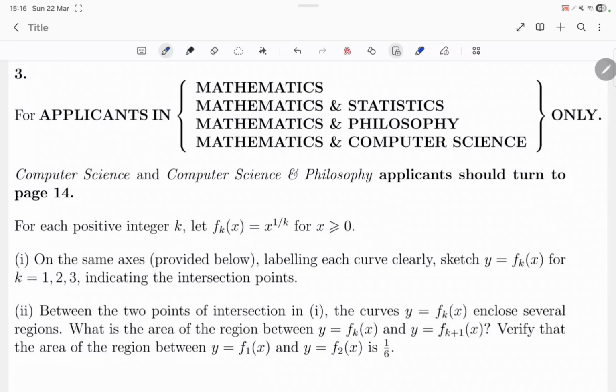Hello and welcome back. Today we'll be doing question 3 from the 2018 MAT paper.